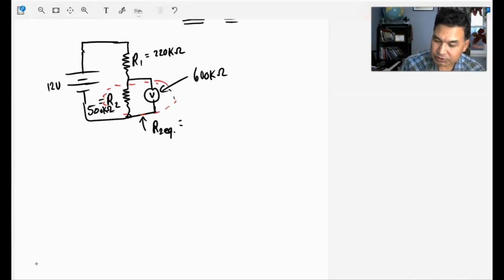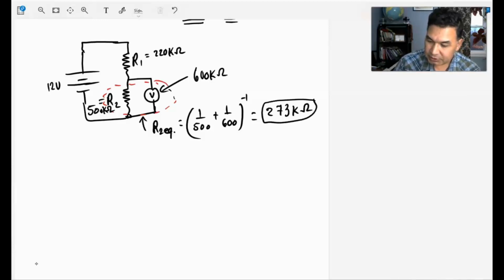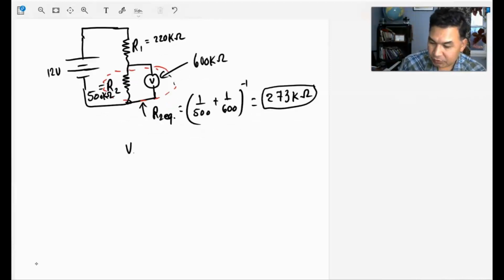Okay, let's find the R2 equivalent resistance, and that's going to be again the parallel combination. So this R2 will see this 600 kilo ohm as a parallel combination, right? So 1 over 500 kilo ohm plus 1 over 600 kilo ohm, inverse. So let's find the equivalent resistance of that. 1 divided by 500 plus 1 divided by 600, and that's going to give me only 273 kilo ohms. So as you can see, the equivalent resistance R2 has significantly dropped, almost half, right?